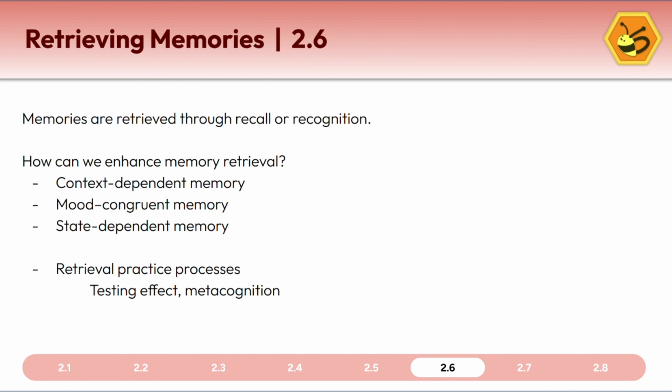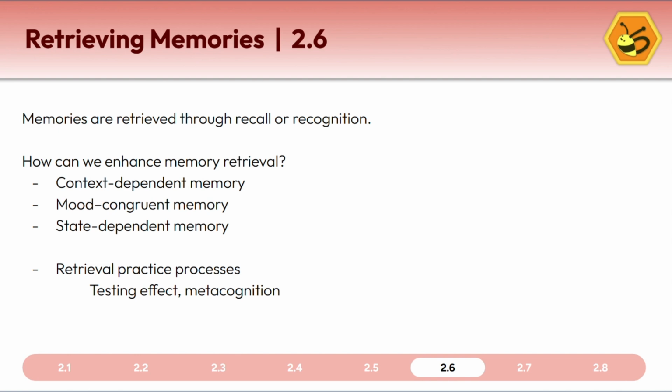There are a couple ways that we can enhance our memory retrieval. Starting off with context dependent memory. This tells us that we tend to remember information better in the same environment that we learned in. Mood congruent memory tells us we're more likely to remember information if it matches our current mood. So if I'm really upset, I might remember something bad that happened to me a really long time ago. But if I was in a good mood, I probably would have never remembered it at all.